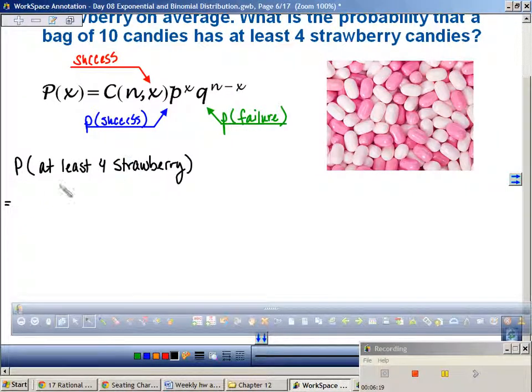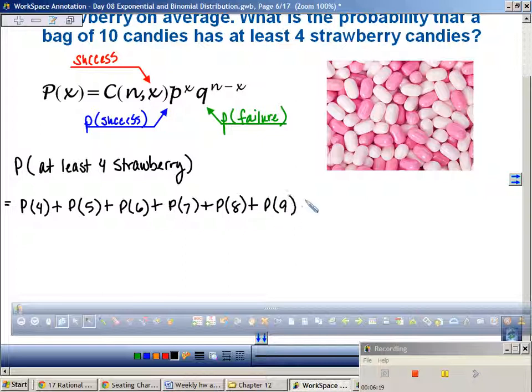So the probability of at least 4 is the probability of 4 plus the probability of 5 plus the probability of 6 plus the probability of 7 plus the probability of 8 plus the probability of 9 plus the probability of 10, right? Because 4 or 5 or 6 or 7 or 8 or 9 or 10. Correct?